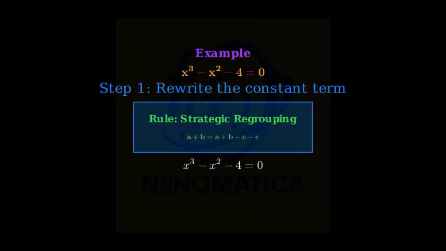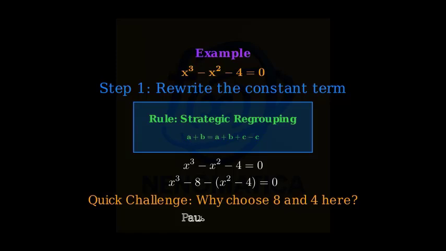So we have x cubed minus x squared minus 4 equals 0. We can rewrite this as x cubed minus 8 minus the quantity x squared minus 4 equals 0. Quick challenge. Can you figure out why we chose to add and subtract 8 specifically? Take a moment to think about it. Great. The reason we chose 8 is because it's 2 cubed, which will help us create a difference of cubes pattern. And the 4 is 2 squared, which will create a difference of squares pattern.